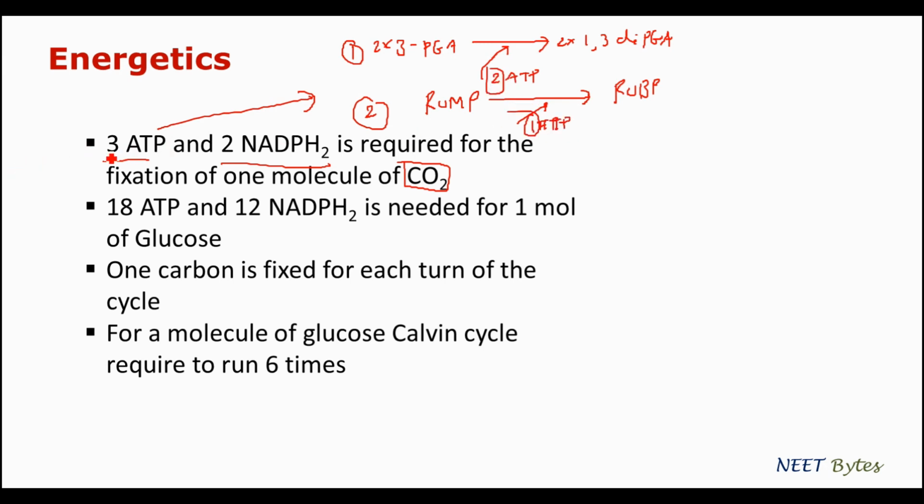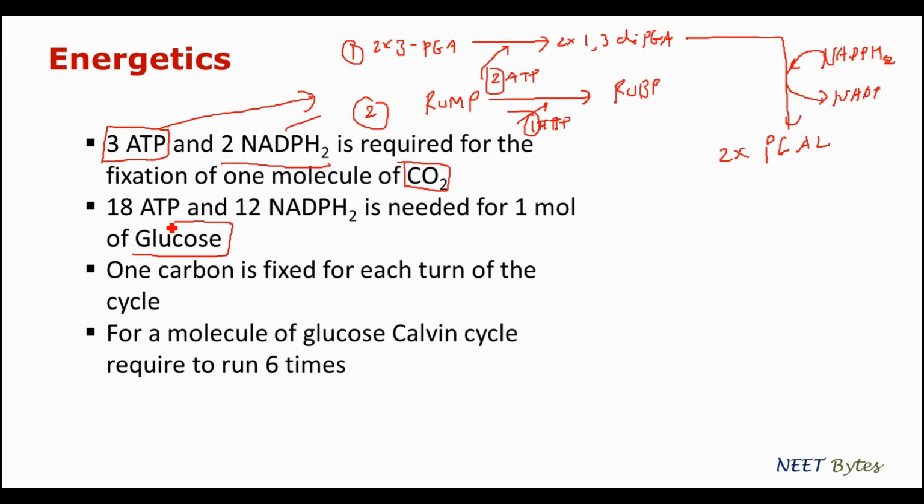And what is the site of NADPH2? You see, 1,3-di-PGA is getting converted into PGAL. Again, it is 2 molecules, so 2 molecules of PGAL form. So here also NADPH2 is being utilized. Since for 1 molecule of CO2, 3 ATP is required, naturally for 1 glucose, we know very well that in glucose there are 6 carbons. So that's why the requirement is 18 ATP and 12 NADPH2.